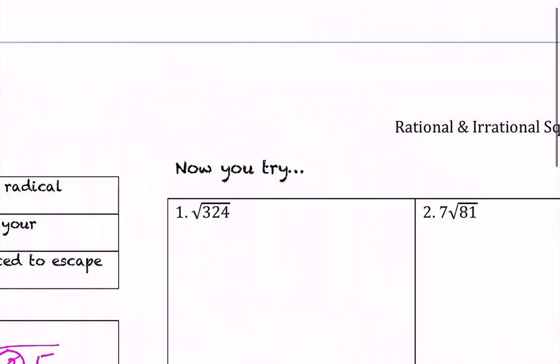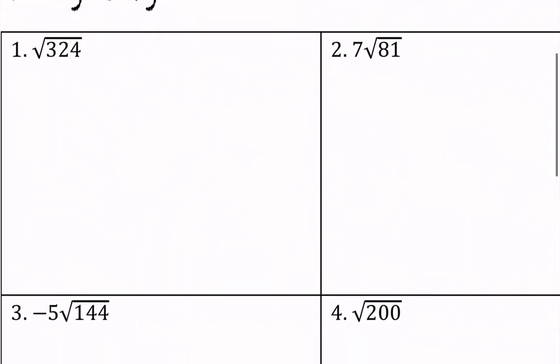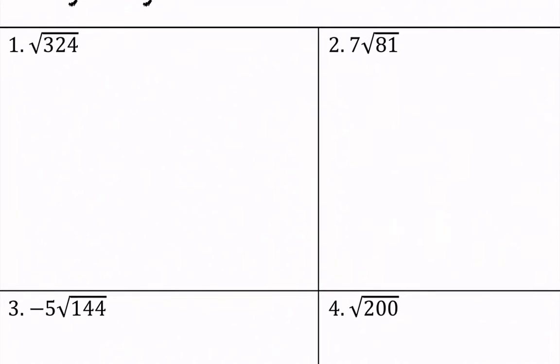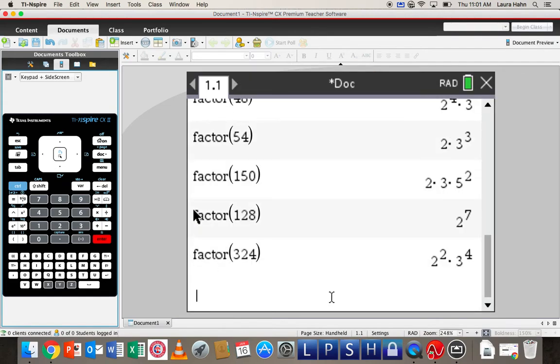All right, guys, I know this is very repetitive, but practice makes perfect. All right, so I'm going to factor and break down 324. So I want 2 2s and 4 3s.